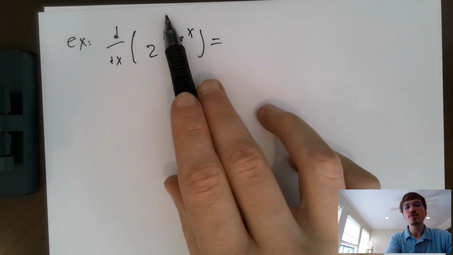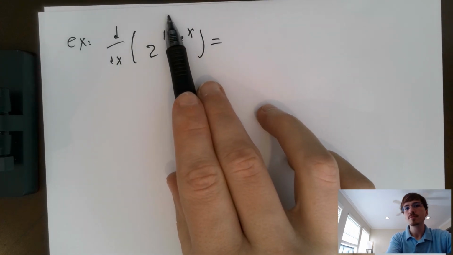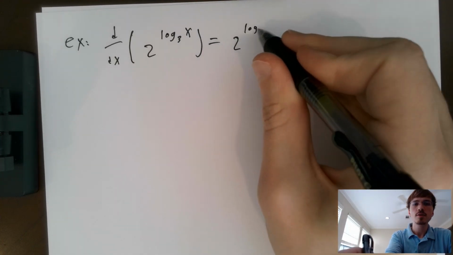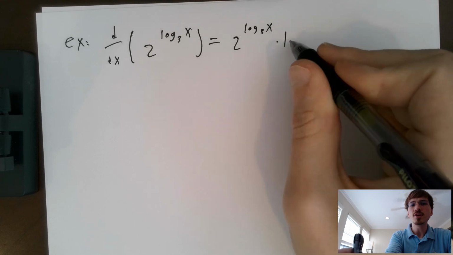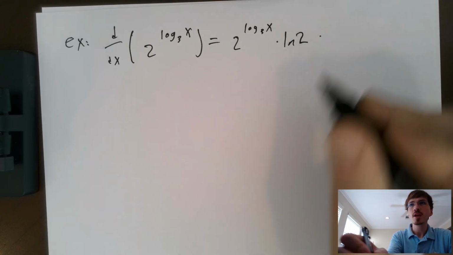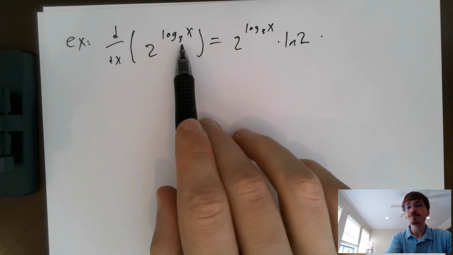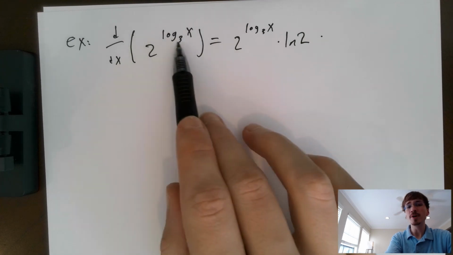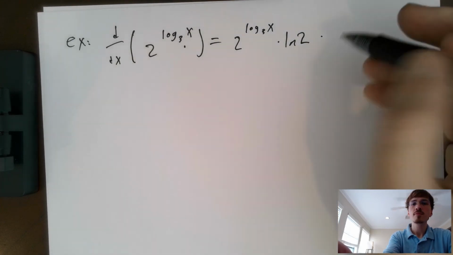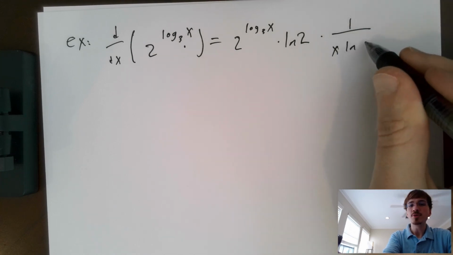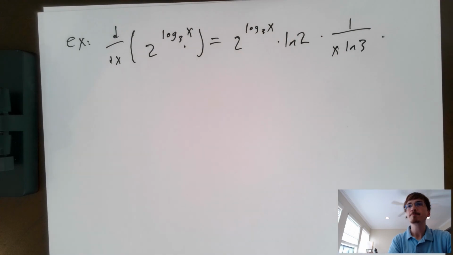What's the derivative of 2 to the stuff? It's 2 to the stuff times the natural log of 2, right? And now we need to use the chain rule and multiply by the derivative of what's inside. And what's the derivative of log base 3 of x? It's 1 divided by x times the natural log of 3.